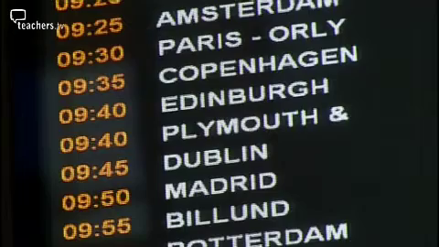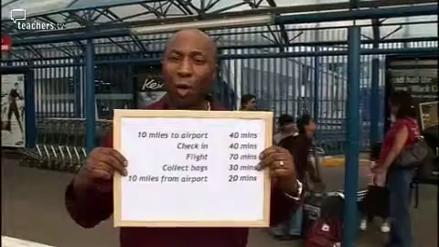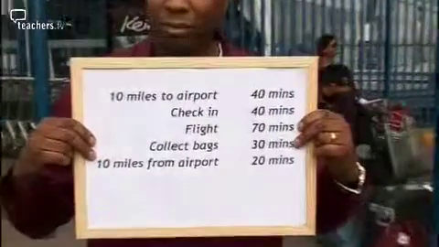There's more to the journey than just a 70-minute flight. It takes 40 minutes to get from the centre of London to the airport. And it takes about 40 minutes to check in. And once you're in Plymouth, it takes about 30 minutes to collect your bags. And another 20 minutes to get to the city centre. So what's the average speed of the whole journey now?